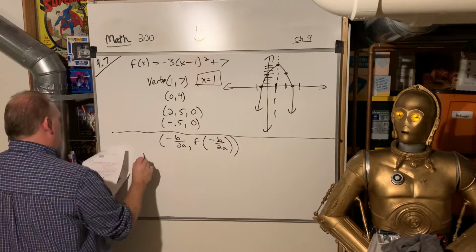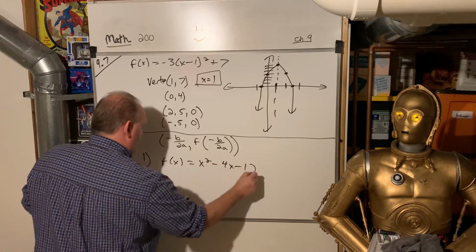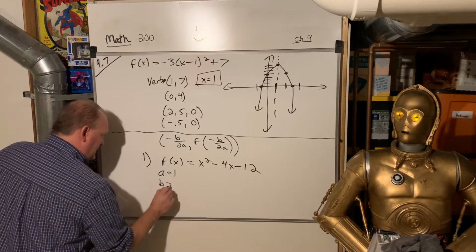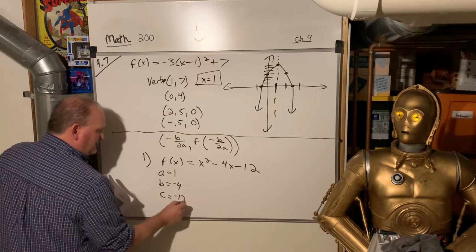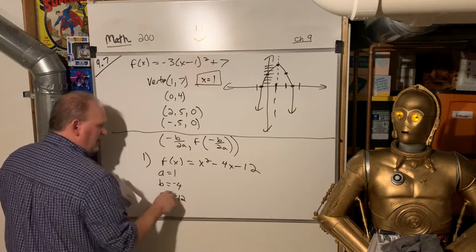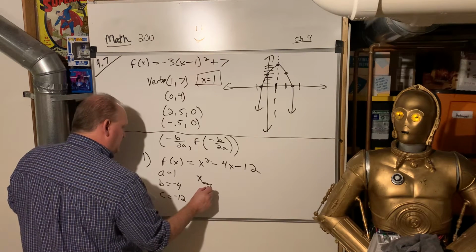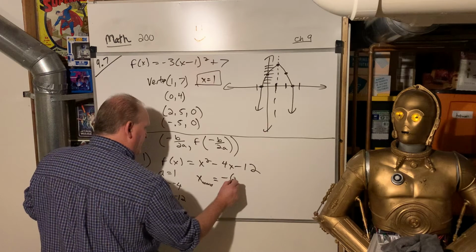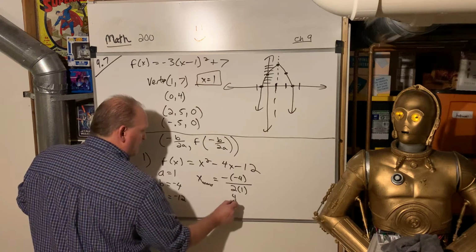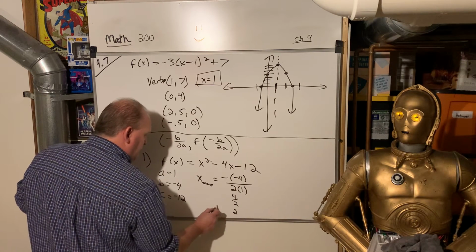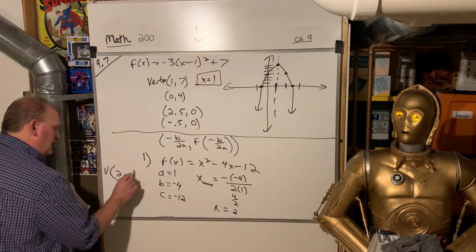So what does that look like? That looks like this: x squared minus 4x minus 12. A is 1, B is -4. We don't really need C, we just really need A and B. I'll put C down just for posterity, but you don't really need it. So the x coordinate of the vertex is equal to the opposite of -4 over 2 times 1. So that's 4 over 2, that's 2. So x is equal to 2 on the vertex. So my vertex, I have 2 comma something.